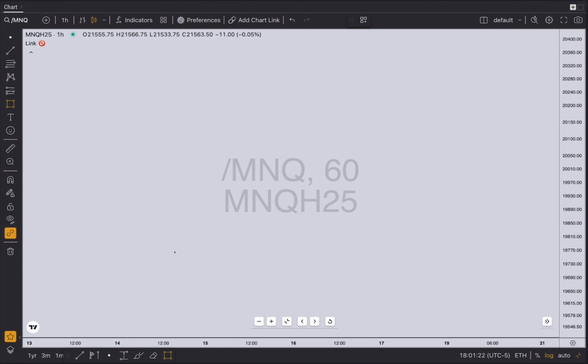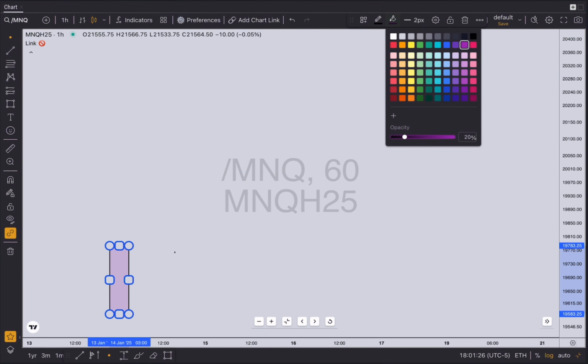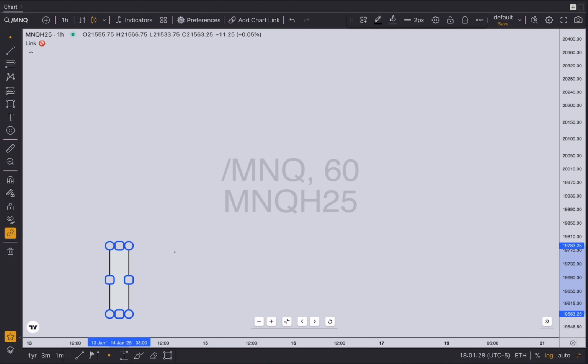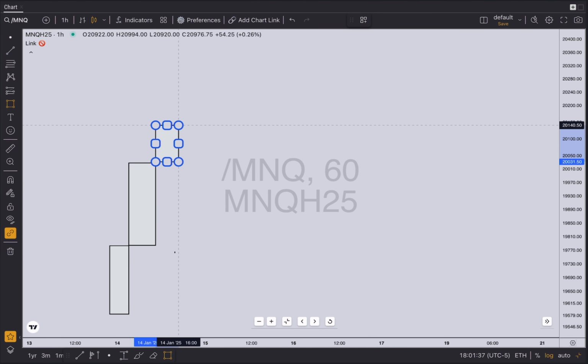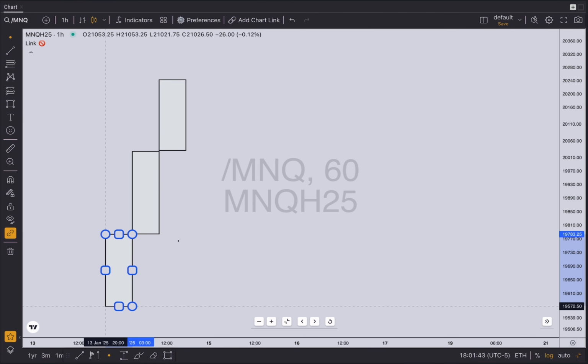An inefficiency, first of all, fair value gaps are made of at least 3 candles. So that's the bare minimum. An inefficiency is at least made of 3 candles. What it is the following. So this is a bullish inefficiency.